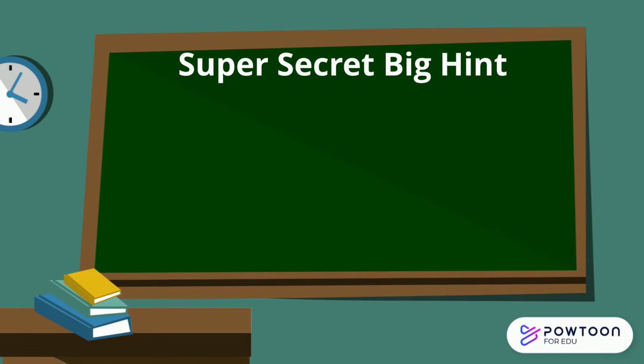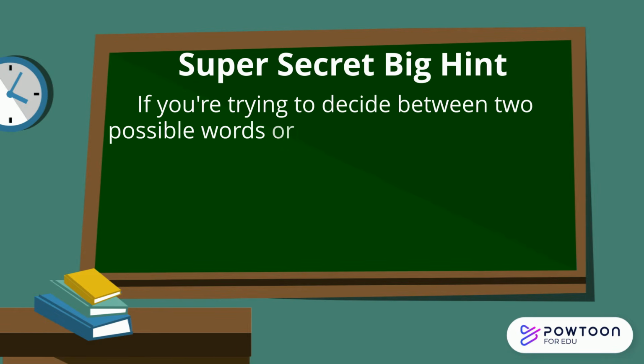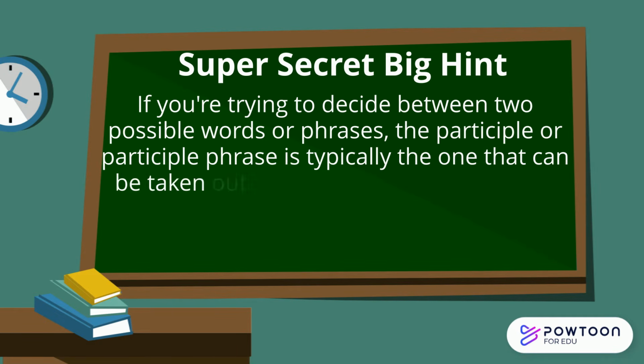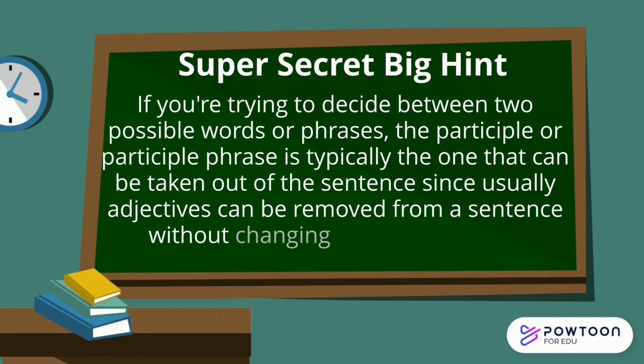If you're trying to decide between two possible words or phrases, the participle or participle phrase is typically the one that can be taken out of the sentence, because usually adjectives can be removed from a sentence without changing the meaning of it. Let's put this rule to the test.